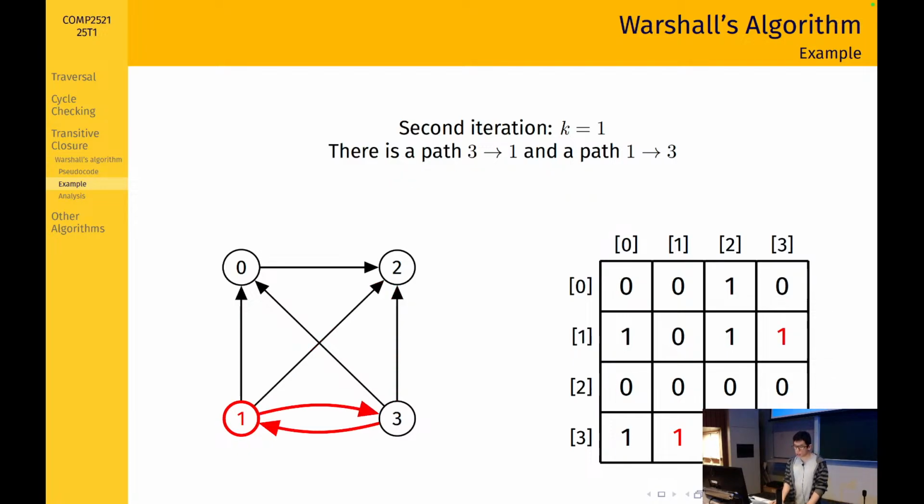Okay, and it turns out that we have yet another pair, which is just 3 and 3, right? Because there's an edge from 3 to 1 and an edge from 1 to 3. So that means there is a path from 3 to itself. Okay, so we're going to set this cell to a 1. Okay, and that's all for the second iteration.